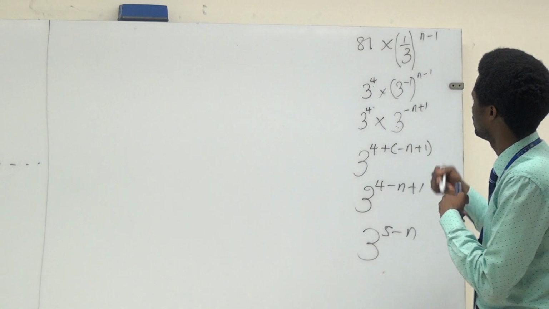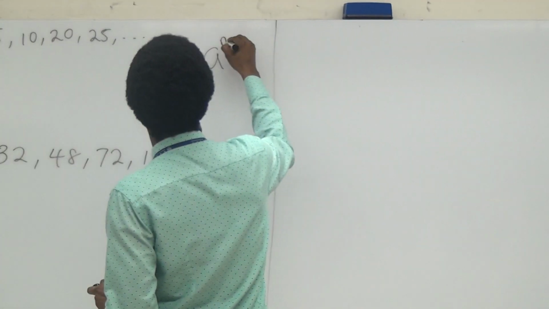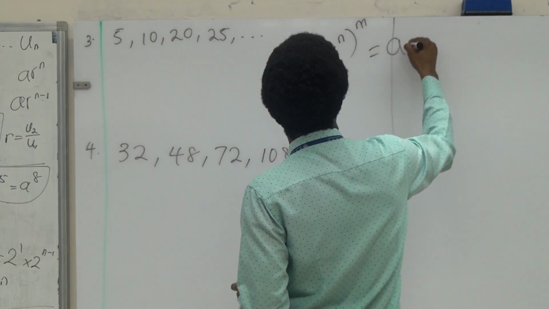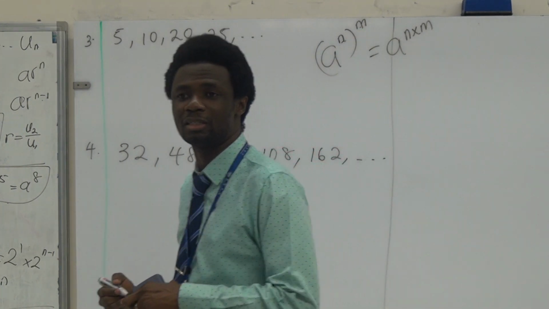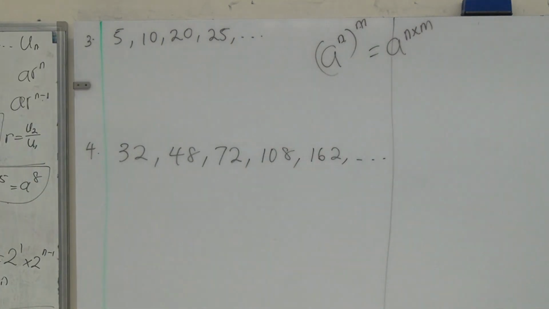In indices, a to the power m, to the power n, is a to the power n times m. You multiply the one inside by the one outside. It's the rule of indices. So that's what we did here. So minus 1 times this, that's like opening the bracket. And minus 1 times minus 1 is plus 1. Yeah.